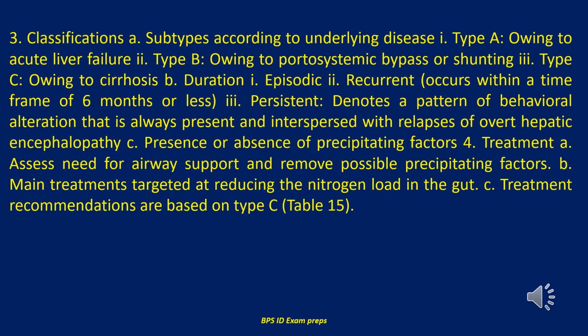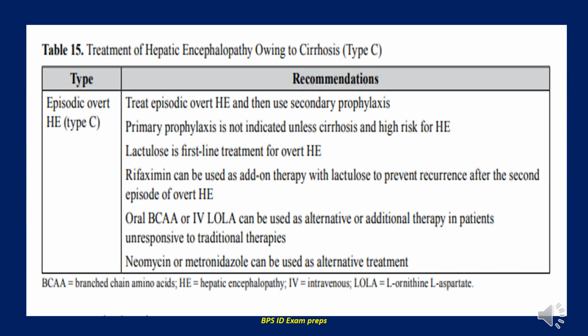4. Regarding its treatment, we should A. Assess need for airway support and remove possible precipitating factors. B. The main treatments are targeted at reducing the nitrogen load in the gut. C. Treatment recommendations are based on type C as illustrated in Table 15. Pause the video and carefully scrutinize Table 15. Treatment of hepatic encephalopathy owing to cirrhosis type C.